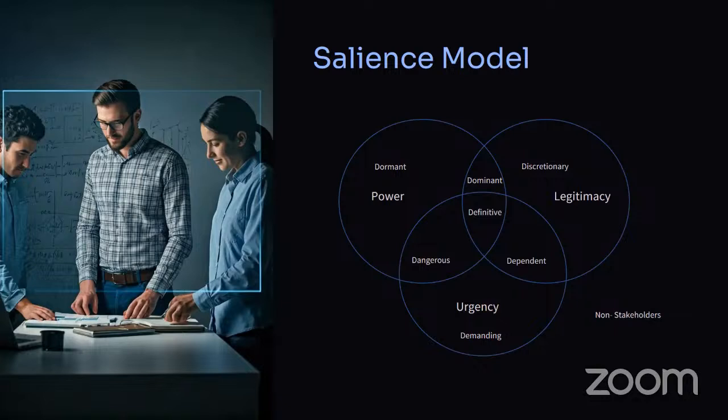Then come dependent stakeholders. We have already understood the dependent one. Then come demanding stakeholders.